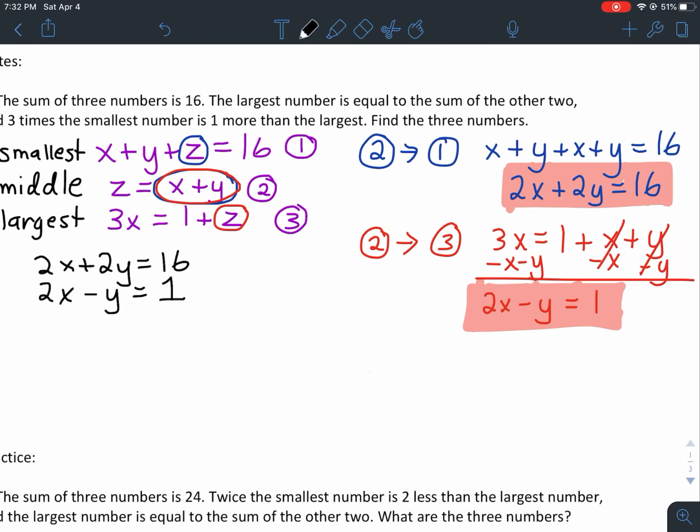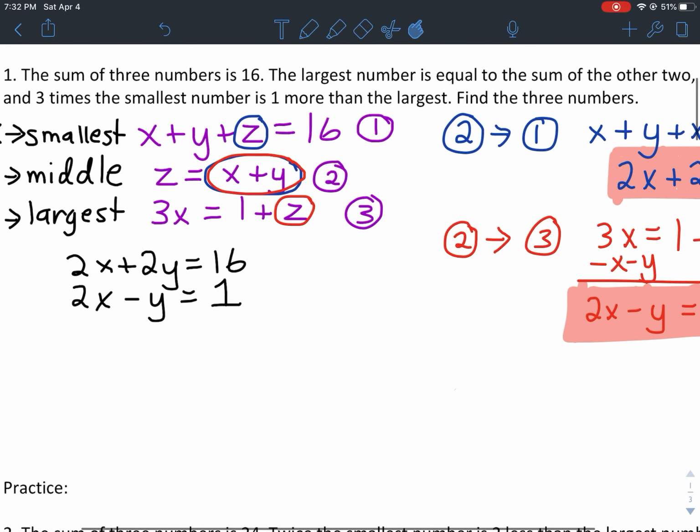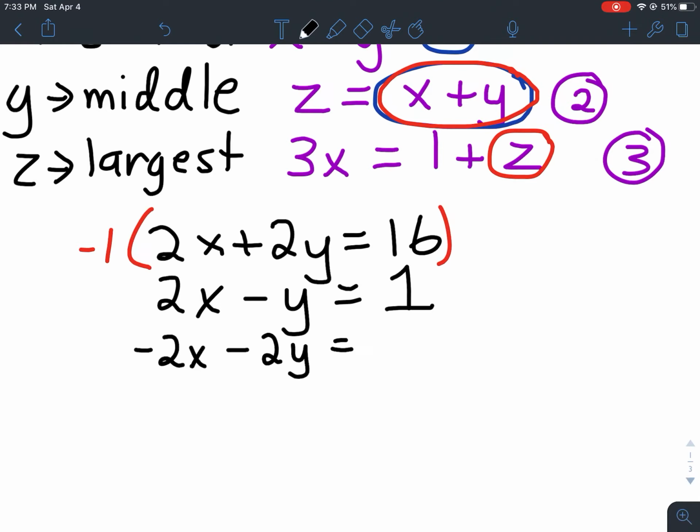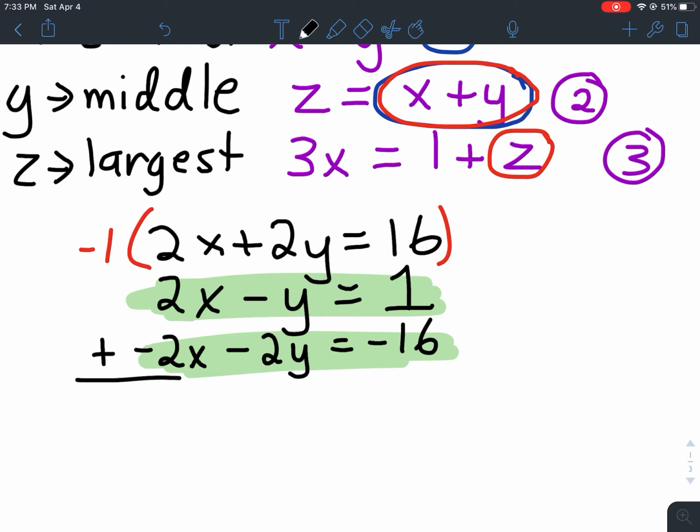So again, there's a few different ways to do this problem, but I'm going to choose elimination, and I'm going to try and eliminate the x's. So I'm going to multiply the top equation by -1. When I do that, I end up getting negative 2x minus 2y equals negative 16, and then I'm going to add these two equations vertically. Notice when I do that, the x's cancel out. That's the whole reason I multiplied by -1.